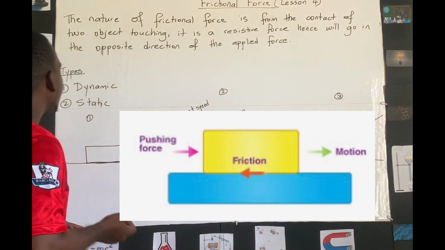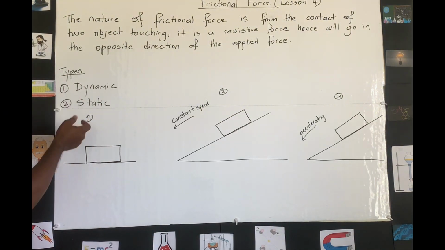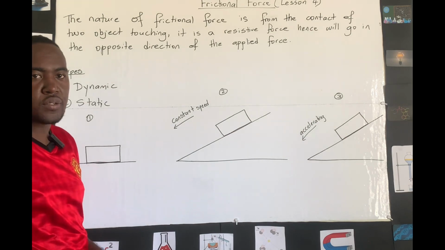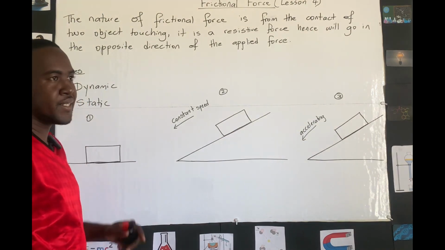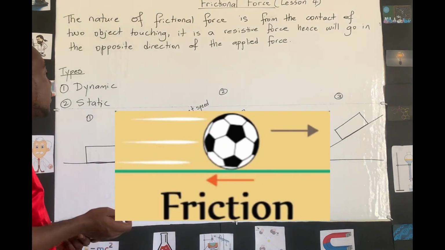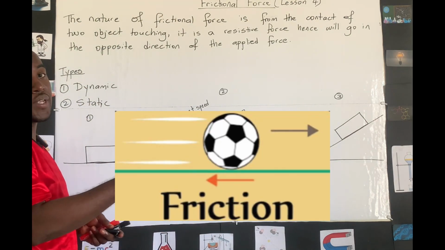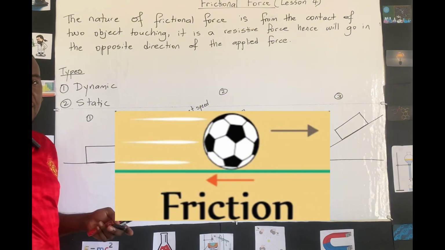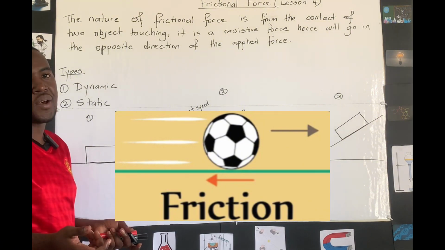Now we have two types of frictional force. We have the dynamic and the static frictional force. Now the word dynamic has to do with motion. So this is a frictional force that we have when an object is moving. So it's that resistive force that's trying to slow it down or to stop it.